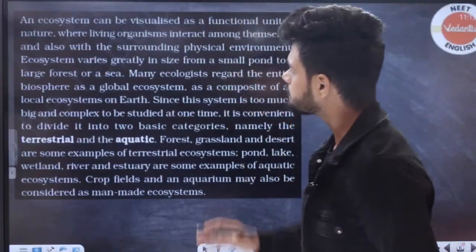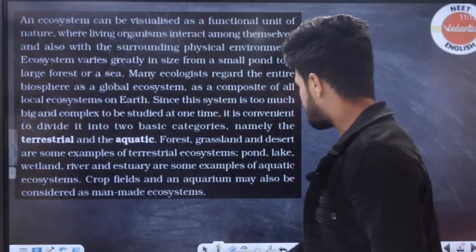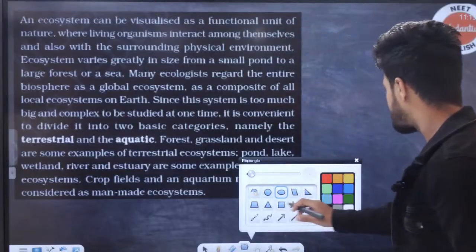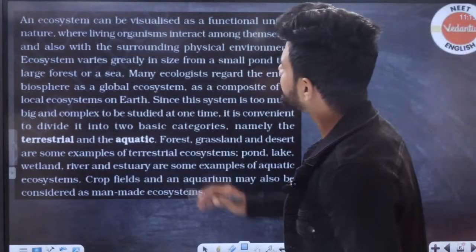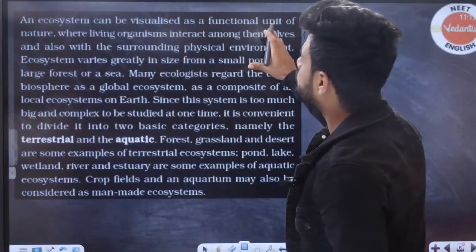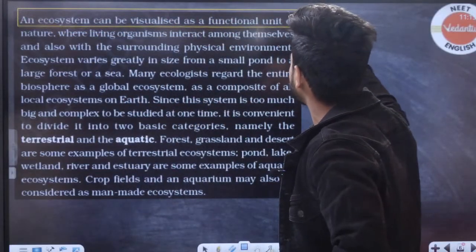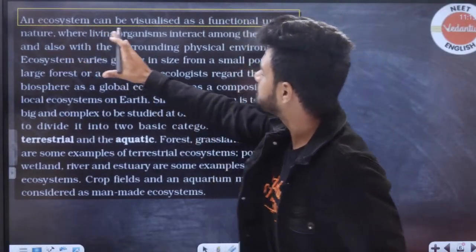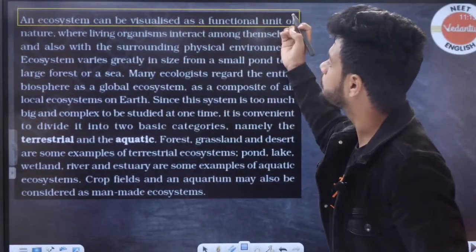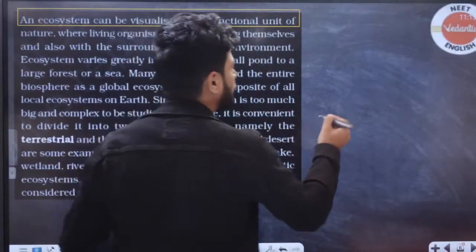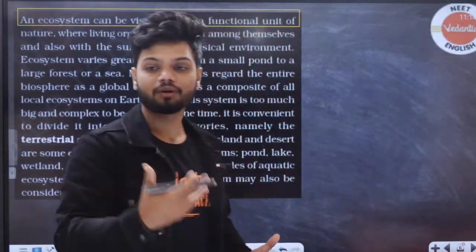Now let's start. An ecosystem. First line itself, it says an ecosystem can be visualized as a functional unit of nature, students. First line of NCERT, first question of your NCERT right here. Ecosystem can be visualized as a functional unit of nature. So if I ask you a question, what is the functional unit of nature? Your answer should be what?